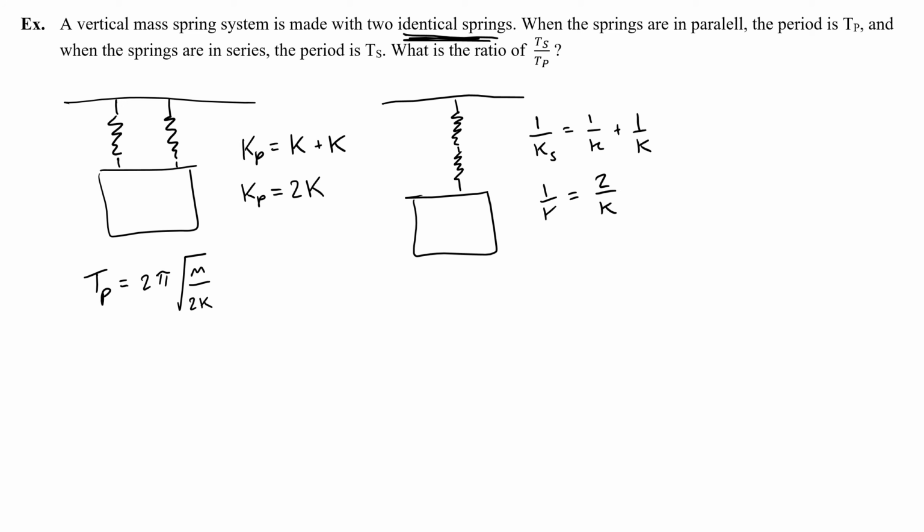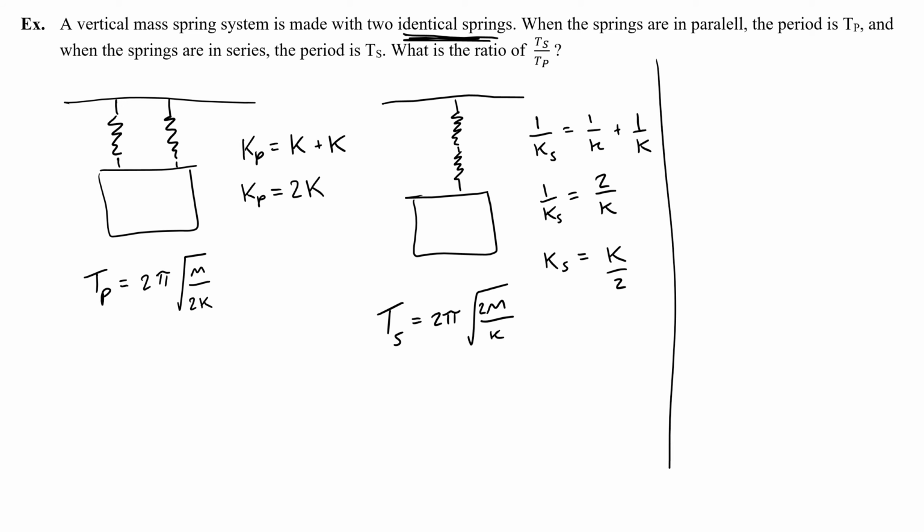But I have to take the inverse of that. I've got to flip it so that I get k in series is actually equal to k over 2 as my final step. Now I can put this in my equation for period. We'll call this Ts. It's going to be 2 pi times the mass over the spring constant, but now the spring constant is k over 2. And what I would probably do is rewrite this and put the 2 just up on top right there. Okay, now ultimately, here, I'll make some room for it right here.